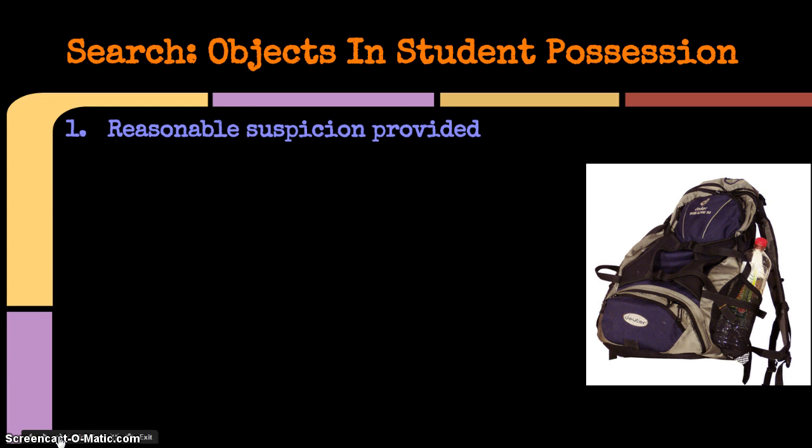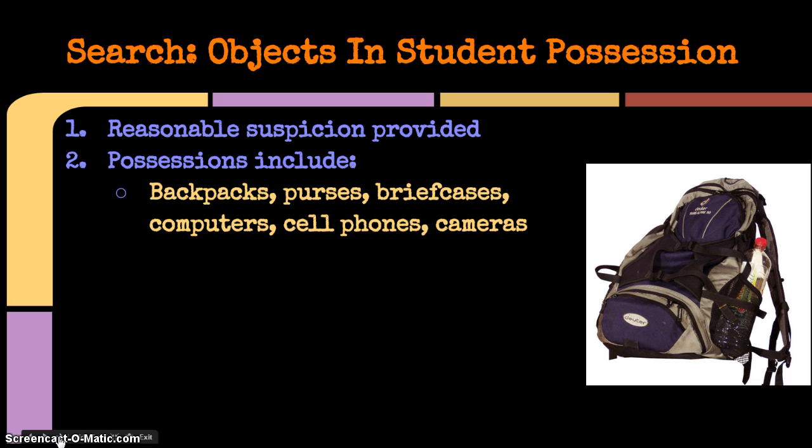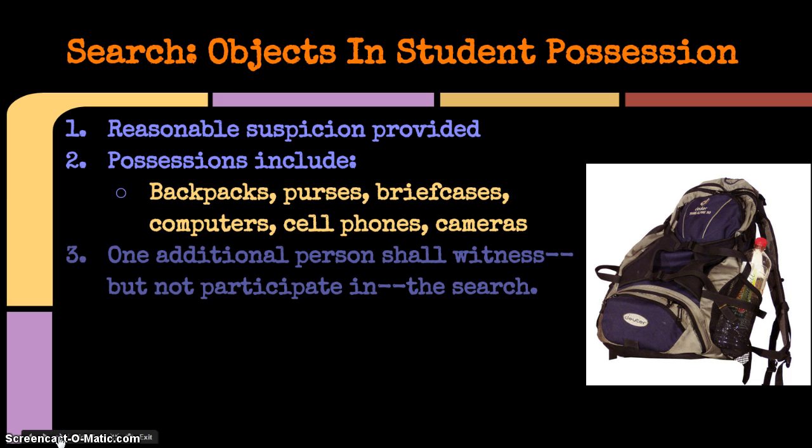Reasonable suspicion must be provided, so again, it's got to be witnessed or observed by someone that isn't anonymous, and it's got to be a good hunch that they're carrying some contraband. Once that's in place, then administration has the right to search possessions, which include backpacks, purses, briefcases, computers, cell phones, cameras, pretty much anything on their person.